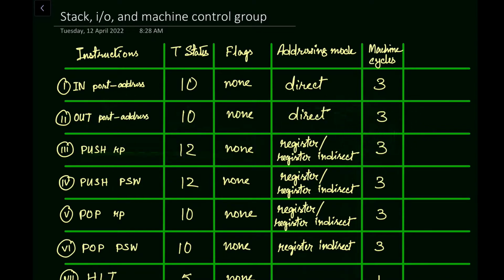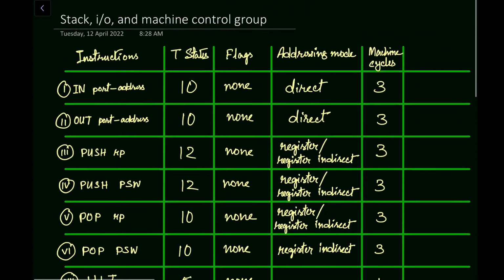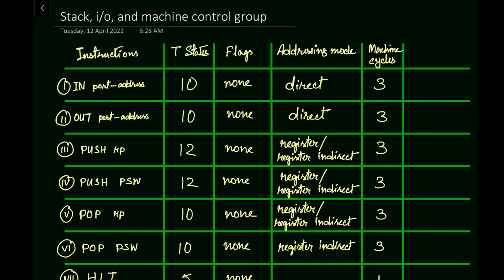Here we have a total of 14 instructions. We will see them one by one. First of all, let us see IN port address. So this IN instruction, what is the meaning? Whatever data is available at the port address given in the instruction will be moved to the accumulator. So here we have this port address, and the data at this port will be moved to the accumulator.